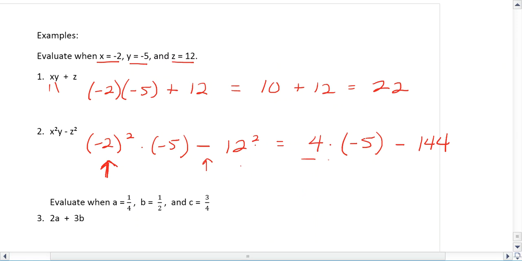So then the answer, and there's the bell, we would have negative 20 minus 144, and that would be a negative 164.